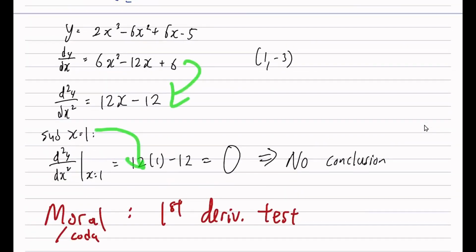Differentiate, sub in a number, check if it is plus or minus. But if it's no conclusion, then you still need to do the first derivative one, and you end up wasting time. So it's a gamble.